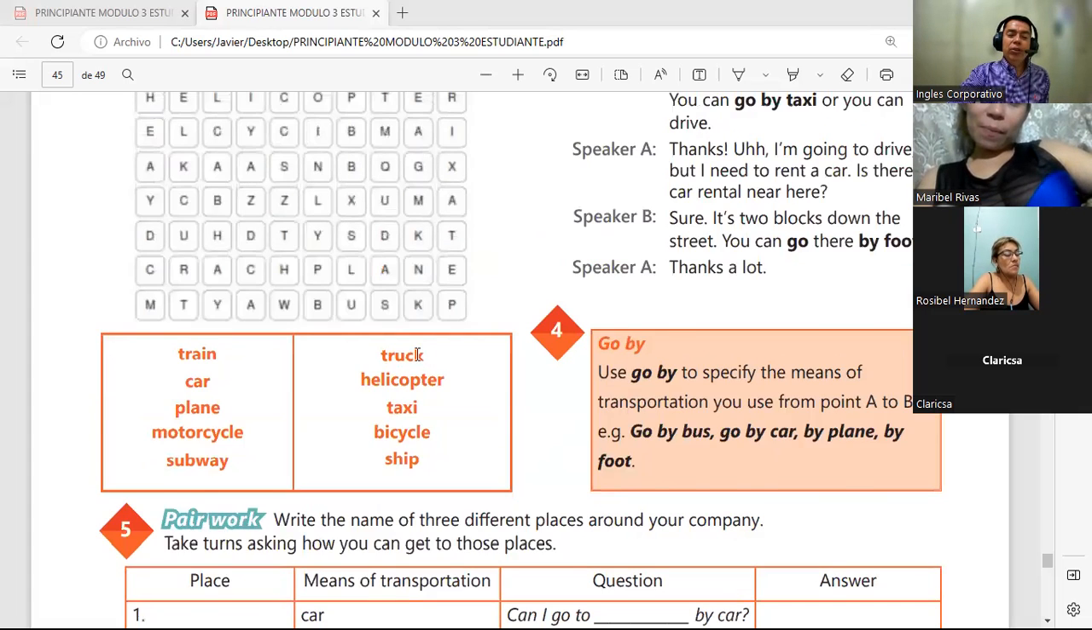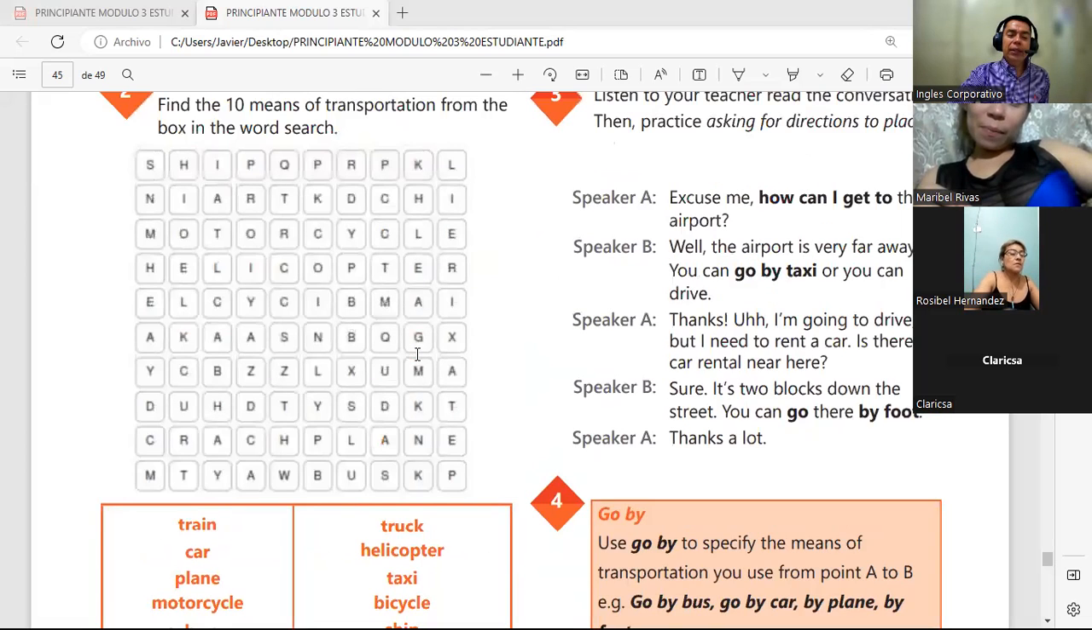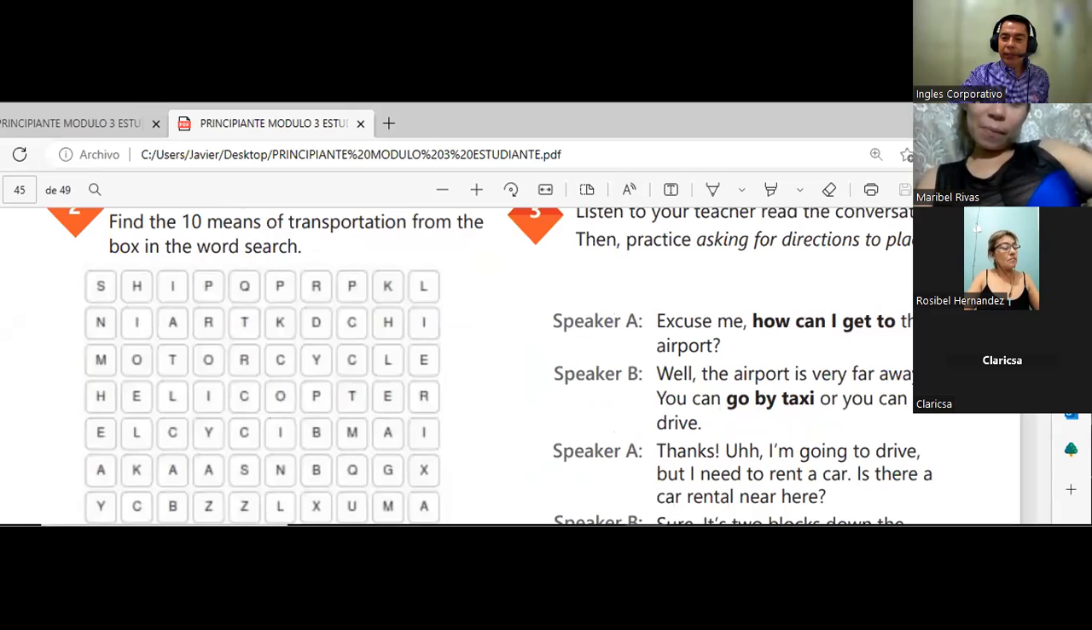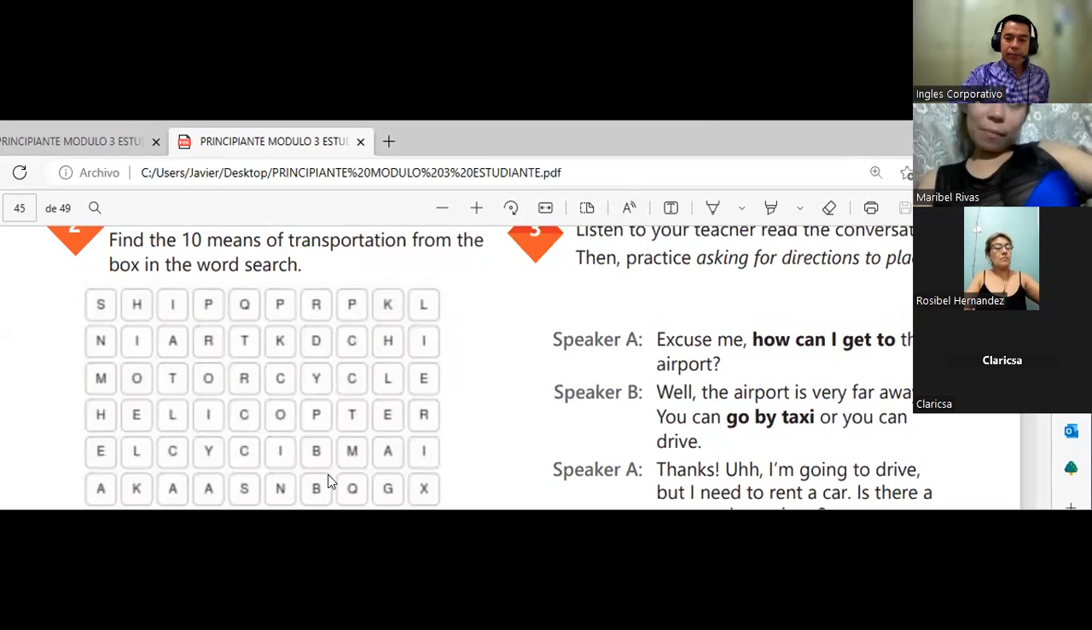Now, all of these you're going to find in this, right? Solo déjeme ver si puedo compartirles algo por acá. Permítame.